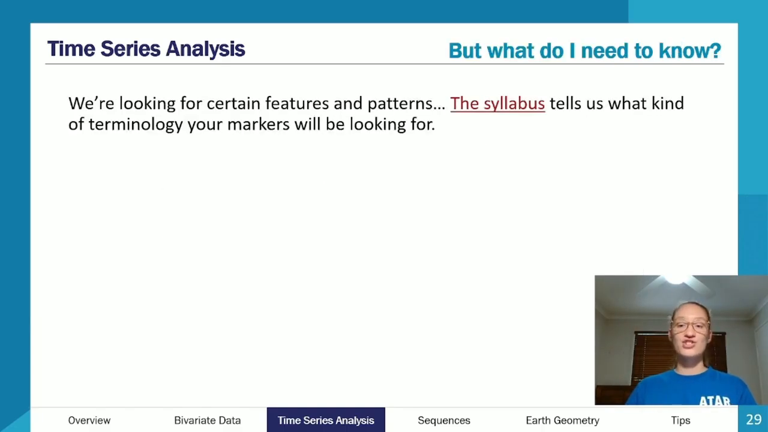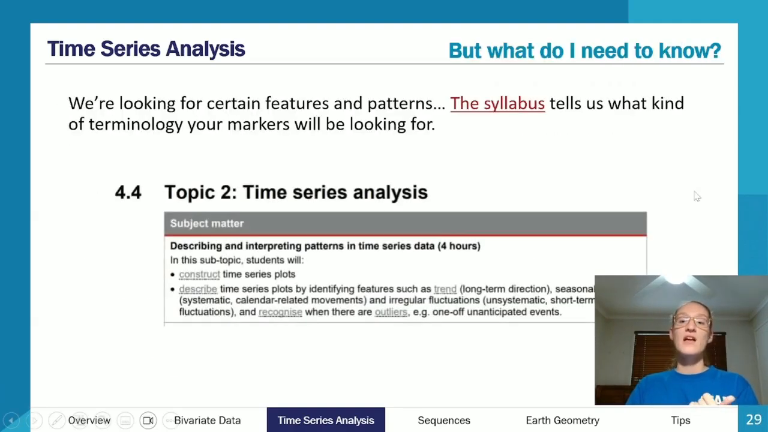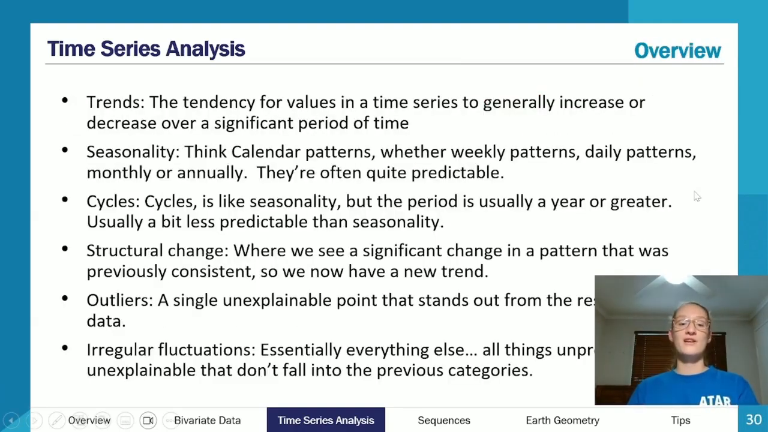And if we have a structural change, this is actually an example of a structural change here because we had an established trend or pattern in our time series plot, and then we had a structural change around time point 13, and that actually resulted in a new trend or pattern being formed. And so that's what we're talking about when we're talking about a structural change, and that could often be reflected or explained by external events. Next one, outliers, probably pretty familiar with. It's just a single unexplainable point that stands out from the rest of your data.